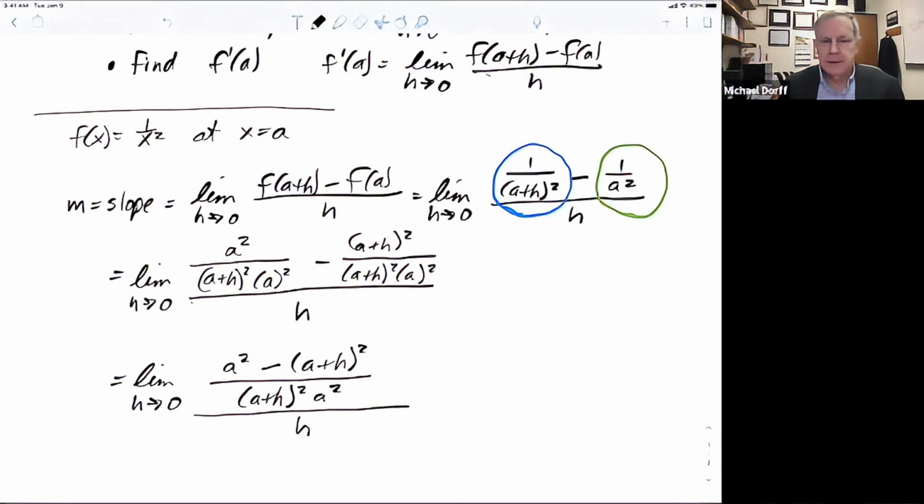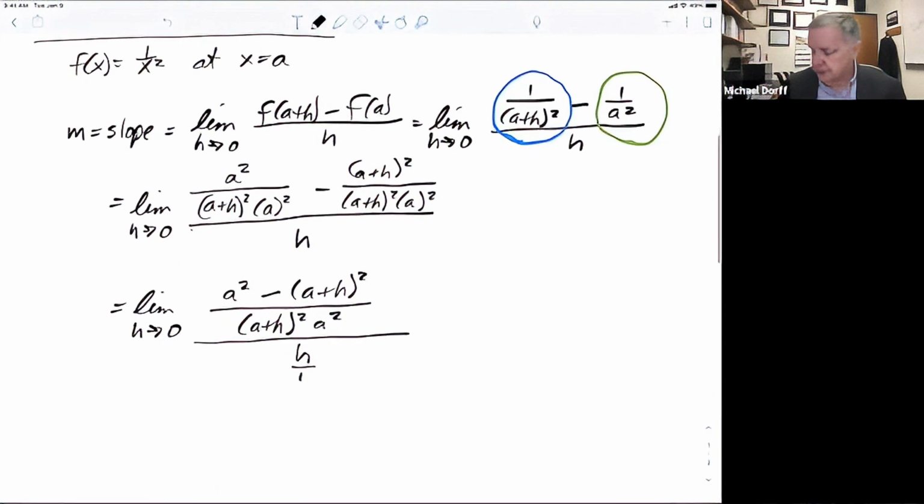Now, what about this h in the bottom? Well, really what we have is a fraction over a fraction. And now you may say, well, in the bottom, we only have that h, and that's not a fraction. Well, I could put a 1 down there, and now it looks like a fraction. And when I am dividing a fraction by another fraction, it's equivalent to multiplying by the reciprocal of the denominator. So I'm going to write the top part of this fraction.